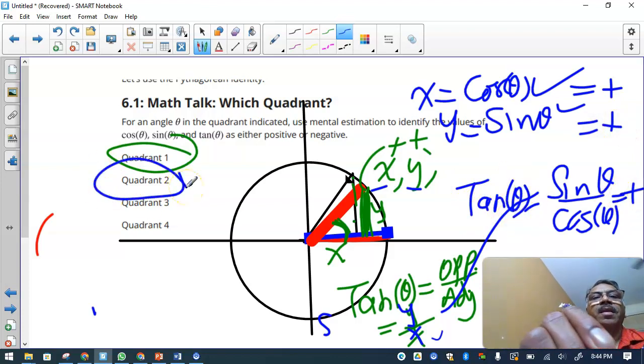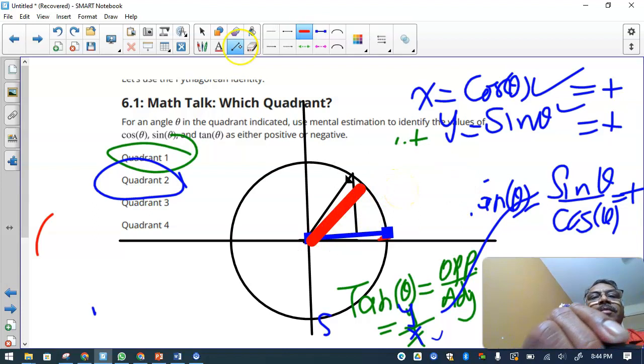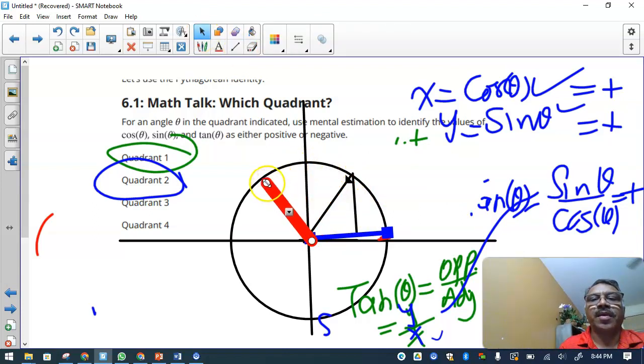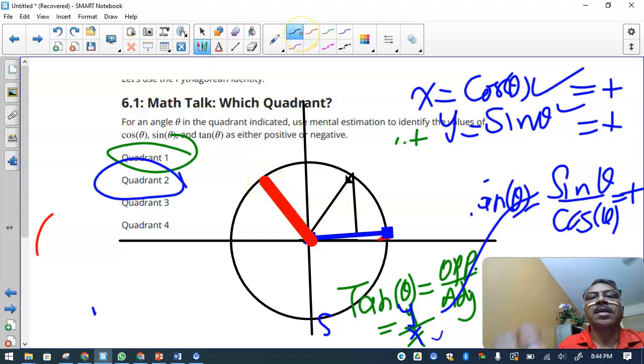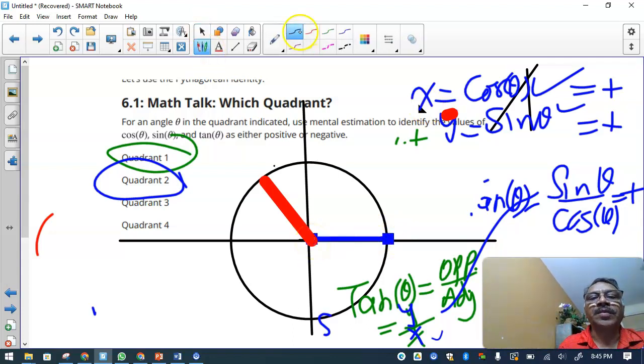Second quadrant. If the angle is this way, this is theta, that's the terminal side, the red one here. We know it is going to be minus and plus, which means x is negative and y is positive.